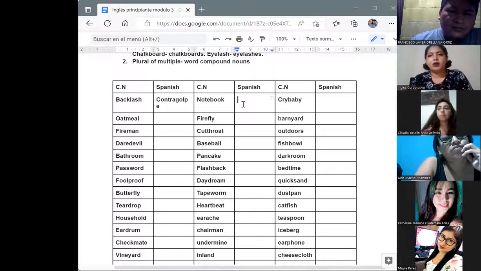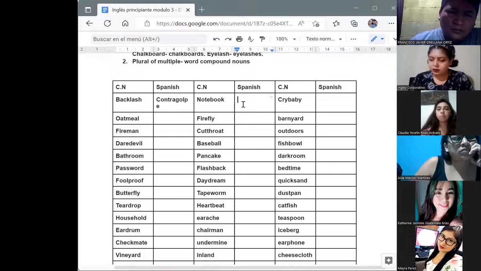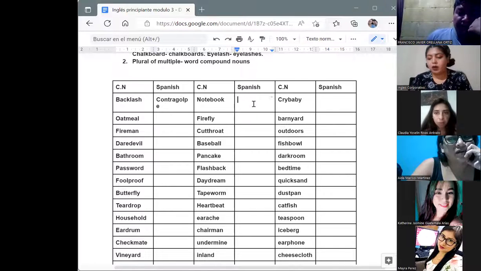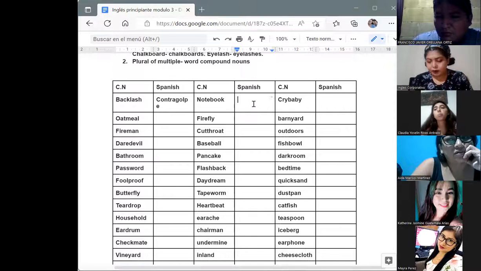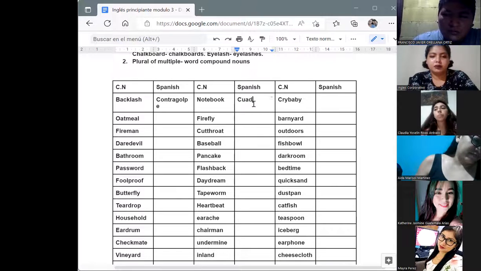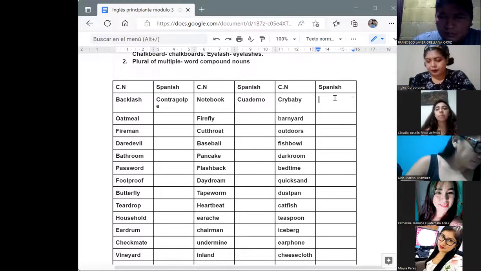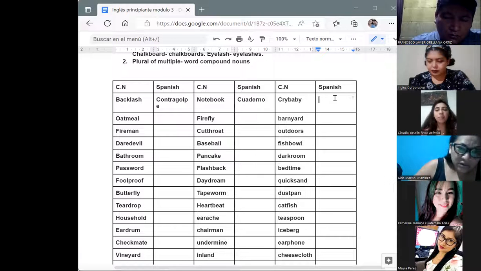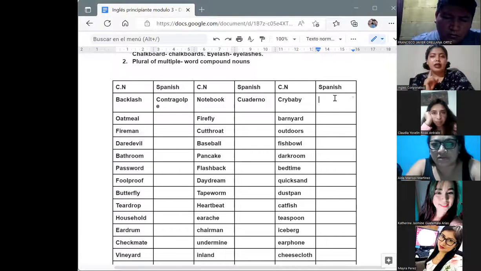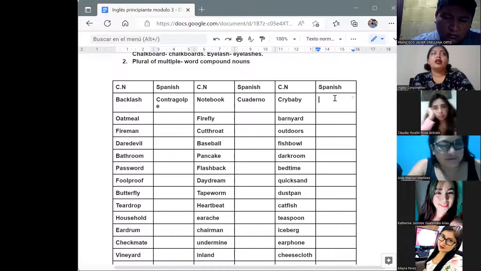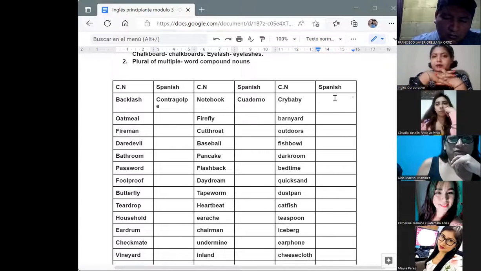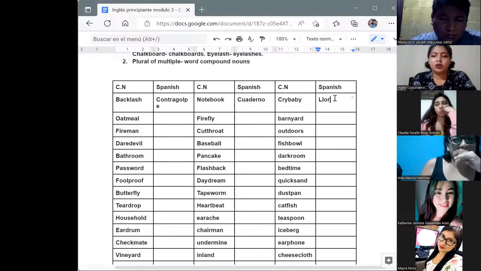Then, notebook. This one, you know what is the meaning. Libreta. Libreta o también lo conocemos como? Cuaderno. Very good. Cuaderno. Cry baby. What is cry baby? Como llanto de bebé. Sí, pero a alguien, a person who cries a lot, es un nombre que se le da a las personas que lloran mucho. Llorón. Llorón, very good. Llorón, cry baby.